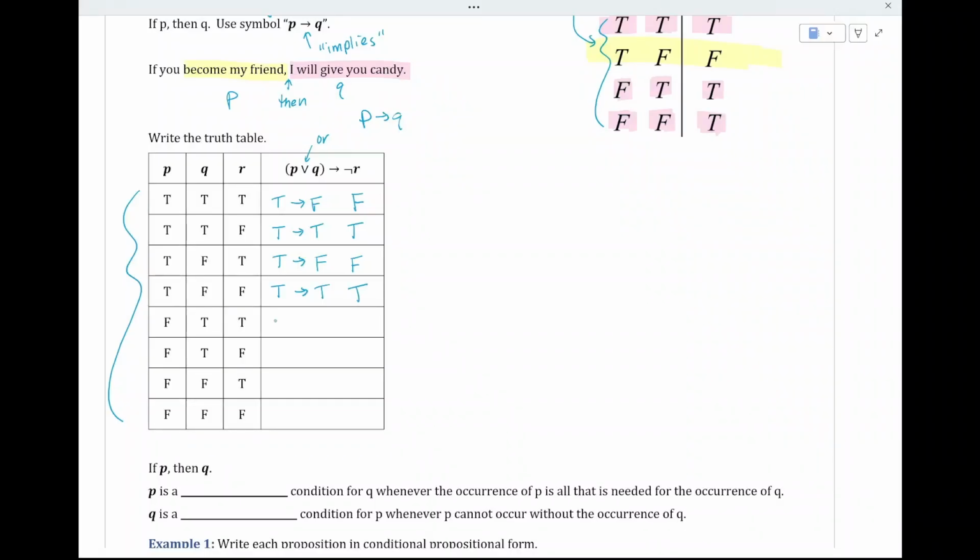False or true is true, implies the opposite of true, which is false. This one is false. Here I have false or true, which is true, implies true. That one's true. False or false is false. And it doesn't really matter what is over here because this will be true. And then this one also doesn't matter and it's true. So here is our truth table for this complicated proposition.